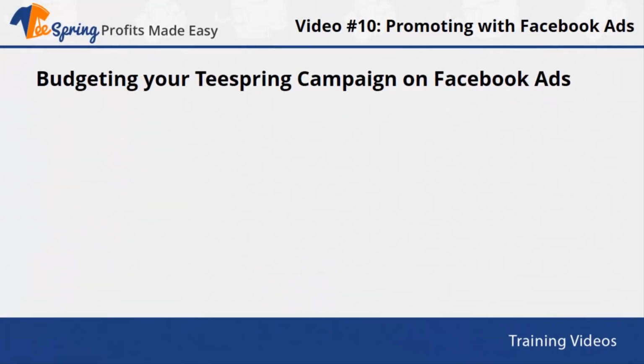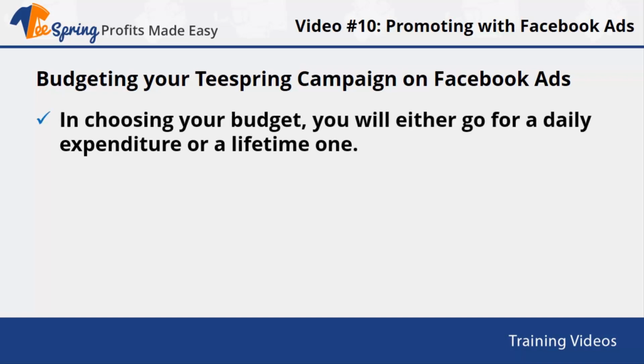Budgeting your Teespring campaign on Facebook ads. In setting the budget for your campaign, Facebook allows you to set a daily budget for the campaign, schedule when the ads should run, and decide what to optimize at better pricing. In choosing your budget, you will either go for a daily expenditure or a lifetime one. If you decide to run your campaign with a daily budget, then it will appear each day until you decide to stop it. Nonetheless, if you decide to run a lifetime campaign, then the ad will stop once your budgetary allocation is completed.